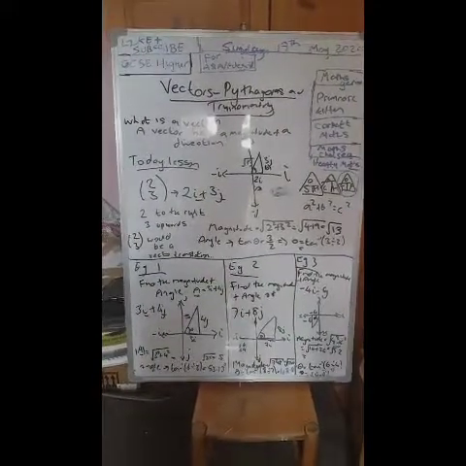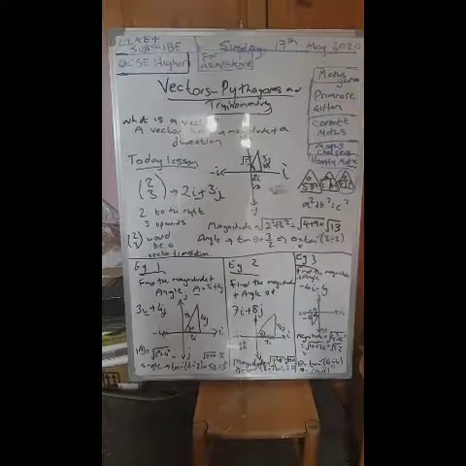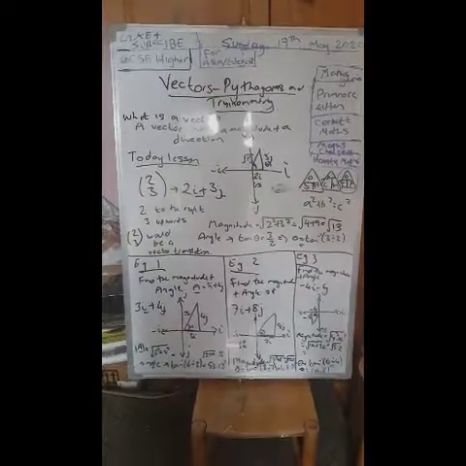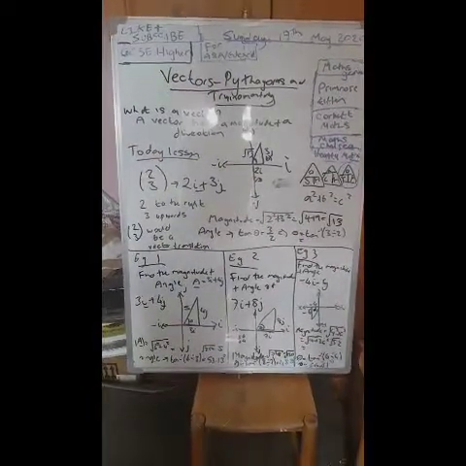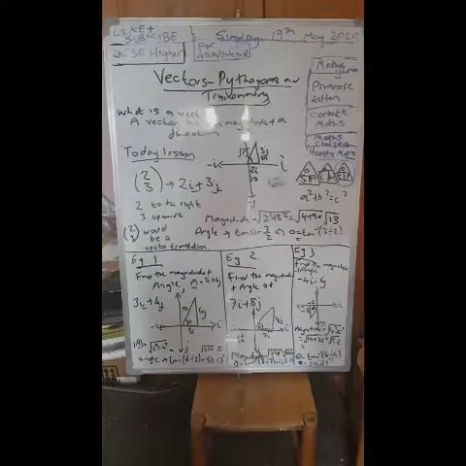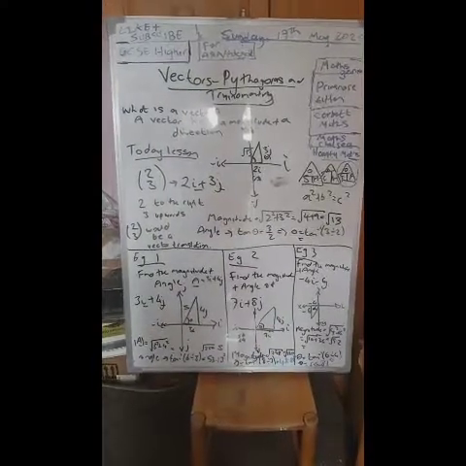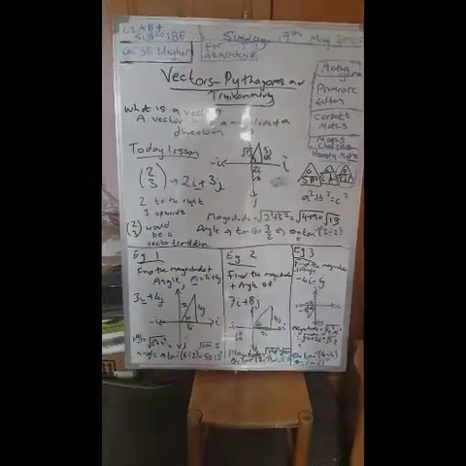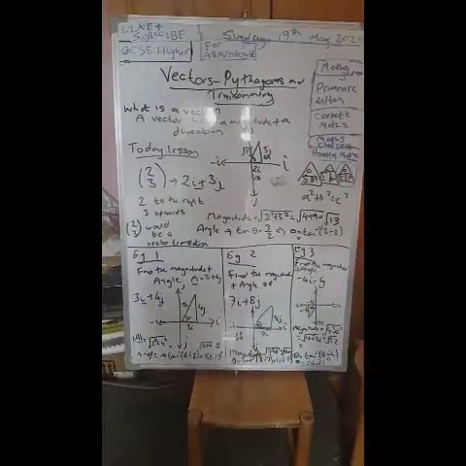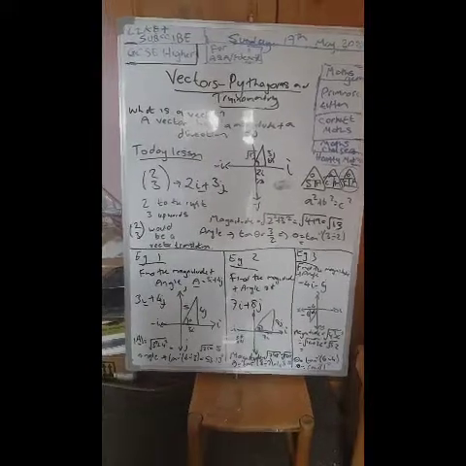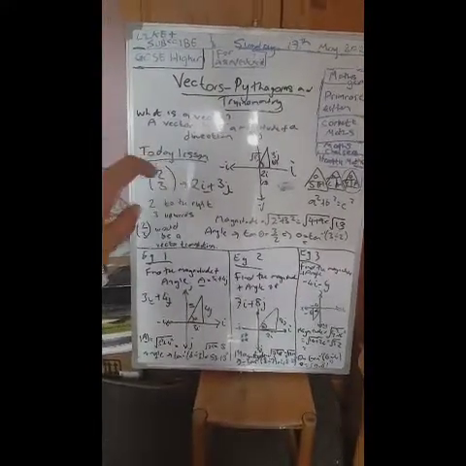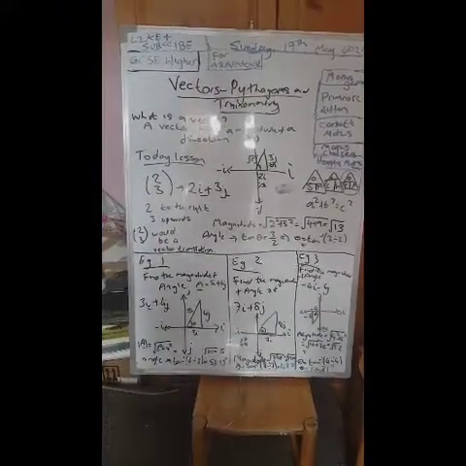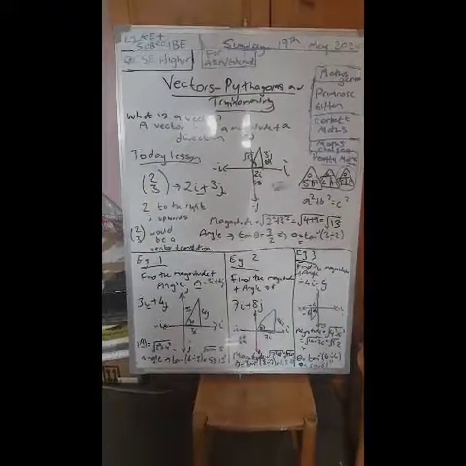Right guys, so vectors. A vector, as we said in previous videos, has a magnitude and a direction. So a vector has an amount and a direction. For the purpose of today's lesson, we're going to look at the angle and the magnitude of a vector. Okay, so for today's lesson, 2, 3. That means 2i plus 3j.